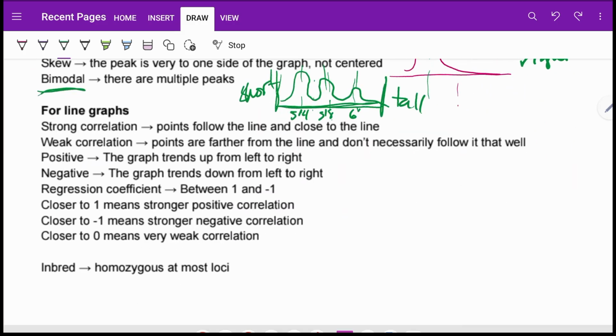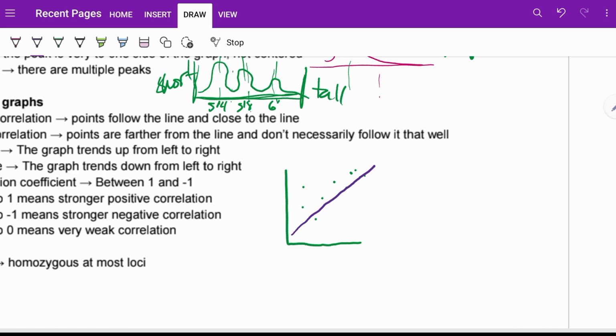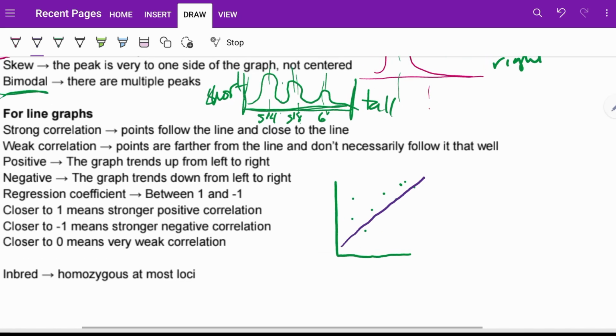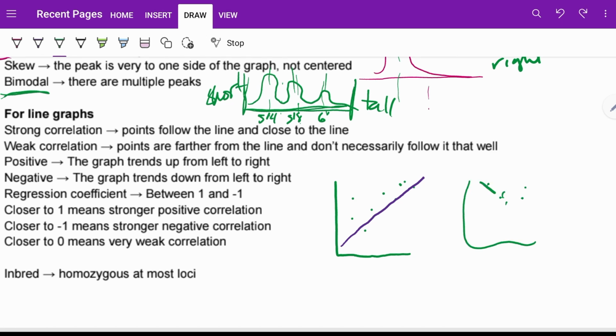We also have line graphs. So if we have a line graph, we usually have a bunch of dots, and we form a line around these dots. It's called the line of best fit. So if we have a line that's going up towards the right corner, that is a positive correlation. If we have a line that is going down towards the right side, it's a negative correlation.